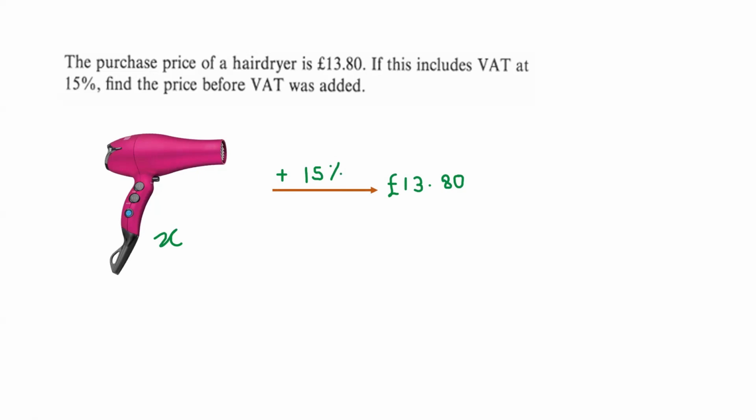That is something where we have to move in reverse. 115 is 100 plus 15, because the VAT is increased. And then you divide by 100 times X, the original value, and that will give you 13.8. So when you simplify this, we will get the answer as £12.